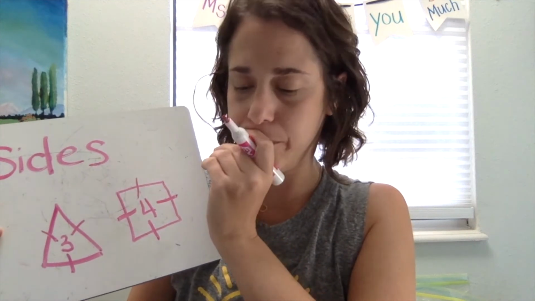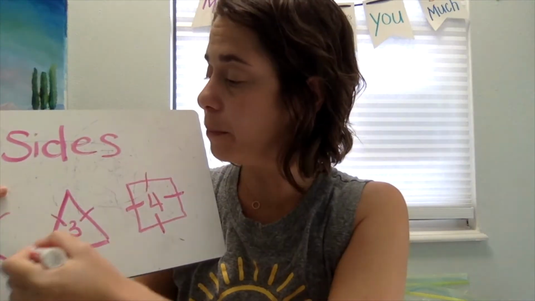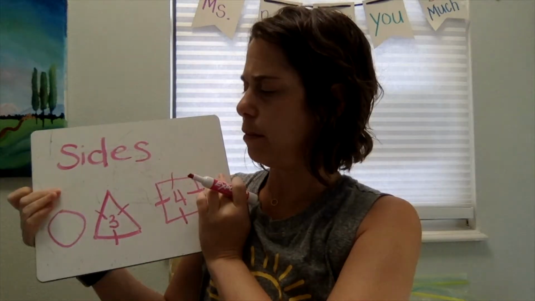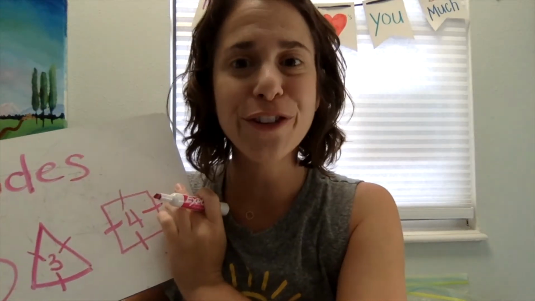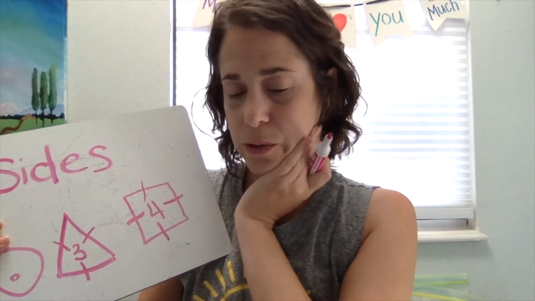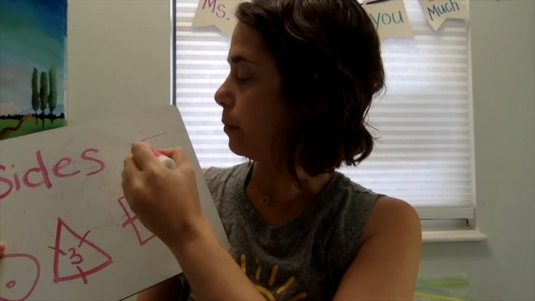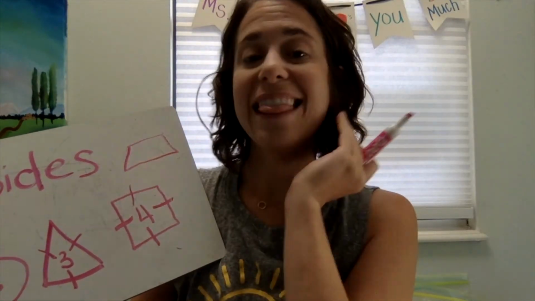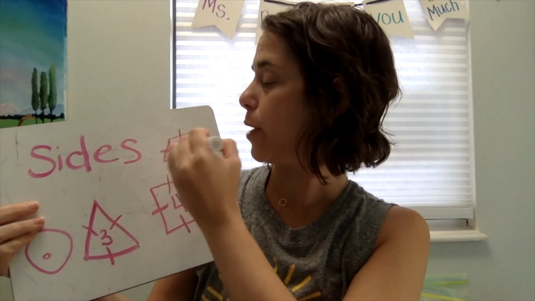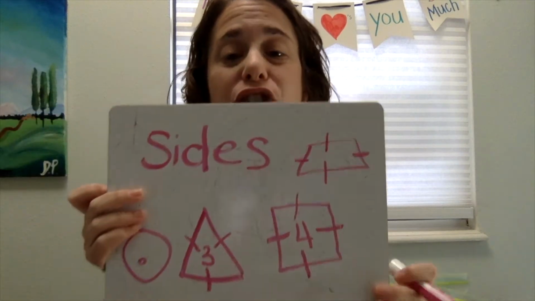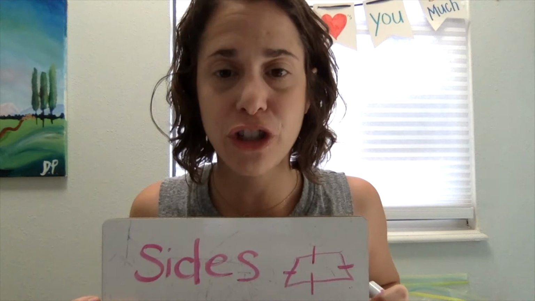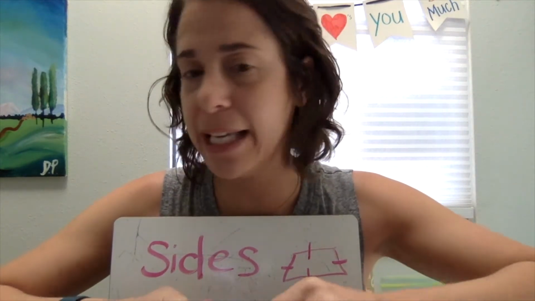Let me do one more. A circle. Count the straight sides. There are no straight sides, so it has 0. Very cool. Let's do a trapezoid. Let's count the sides. I just want to make sure you guys see me. 1, 2, 3, 4. Remember, the sides are the straight sides. Straight sides of the straight lines. There we go.